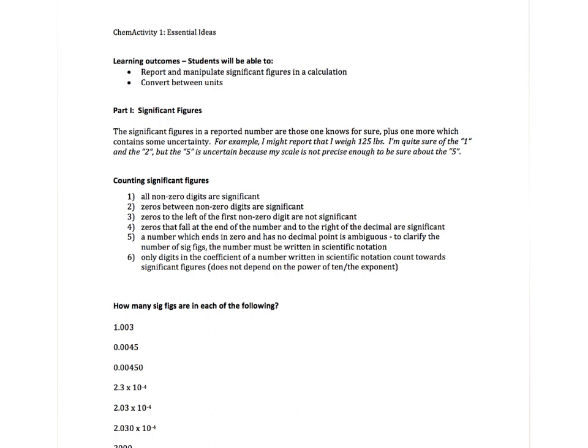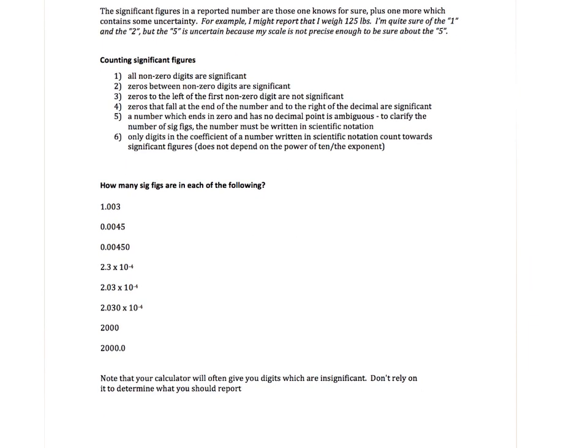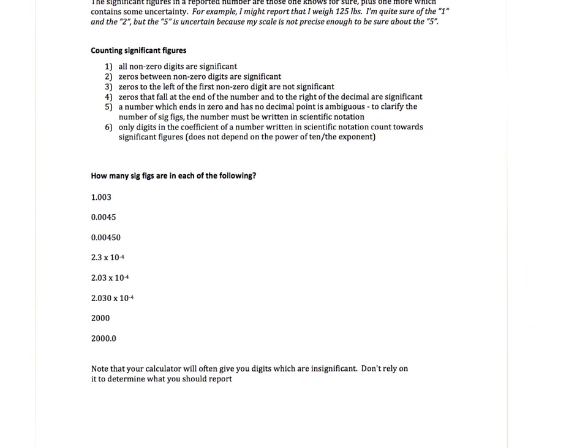So when we report numbers, we have to be able to count significant figures. And in lab, you will do that based on the measurements that you actually take. In class, I'm going to give you numbers and you need to be able to count and figure out how many significant figures are in a value. So here are the rules here. And I'm not going to read them because you can do that right now, but we're going to practice applying them. So I'll refer to them as we go through these examples.